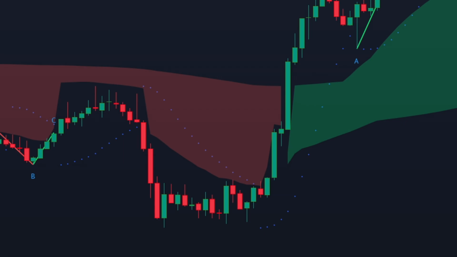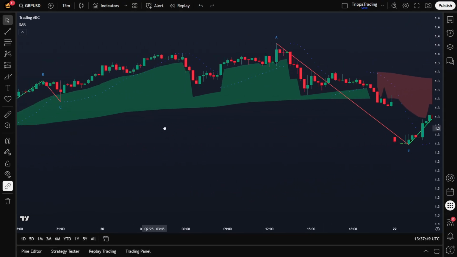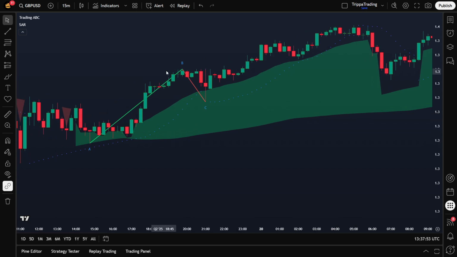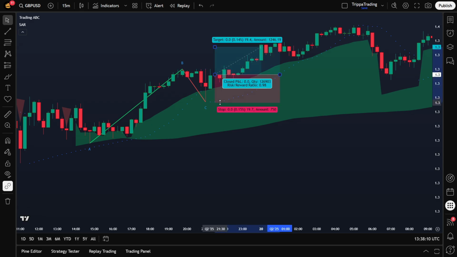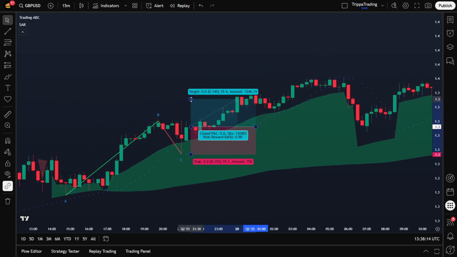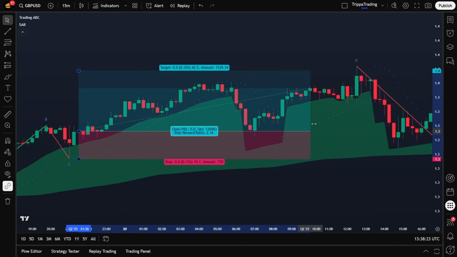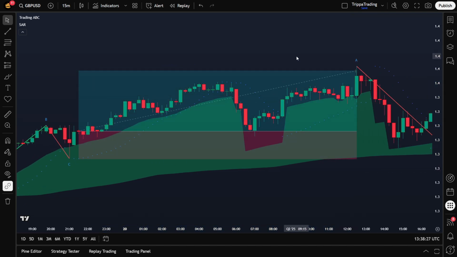So here's how to use this indicator with the ABC pattern indicators to create an amazing strategy. Once you spot an ABC setup and price starts moving up from point C, just like we can see it is doing over here, wait until the dots flip below the candles. That confirms momentum is shifting bullish, and it's a good time to enter. So for example, we would have opened a buy trade over here. For the stop loss, we can go just below the swing low, and for the take profit, use a 1:2 risk to reward ratio. Let's walk through a quick example.